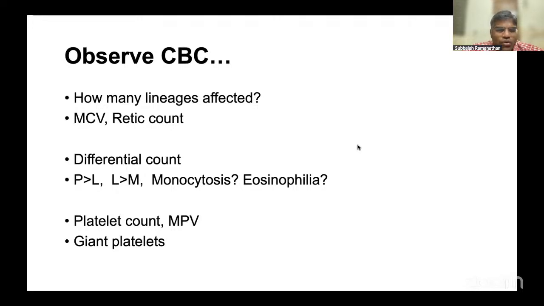The differential count is important. That's the order I described in the previous slide: polymorphs, lymphocytes, monocytes, eosinophils, and basophils. You have to be careful whenever you get monocytosis. Those could be blasts, especially in the setting of cytopenia. Eosinophilia is usually reactive. It could be drug induced. Rarely it could be malignancy associated. Giant platelets we have discussed.